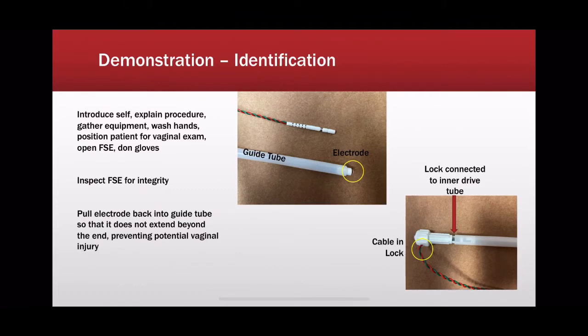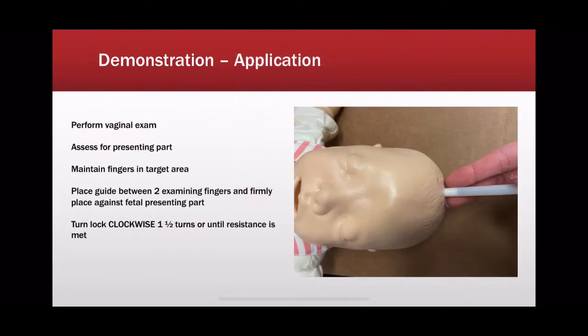When we get ready to place the FSE in, we actually want to pull the electrode back into the guide tube so that it does not extend beyond the end of the guide tube. That way it prevents any potential vaginal injury. Starting with the application, we're going to go ahead and have our electrode pulled back into the guide tube. We're going to do our vag exam and assess for the presenting part.